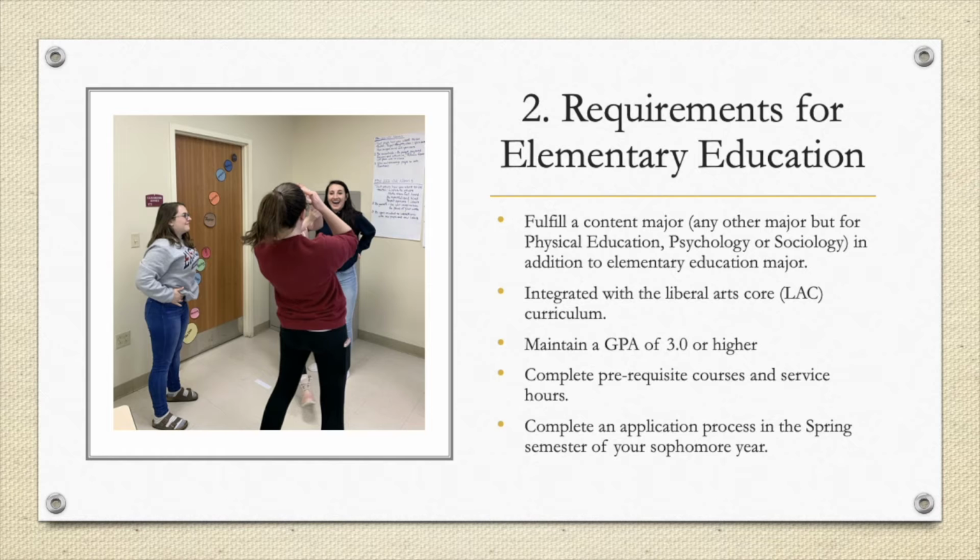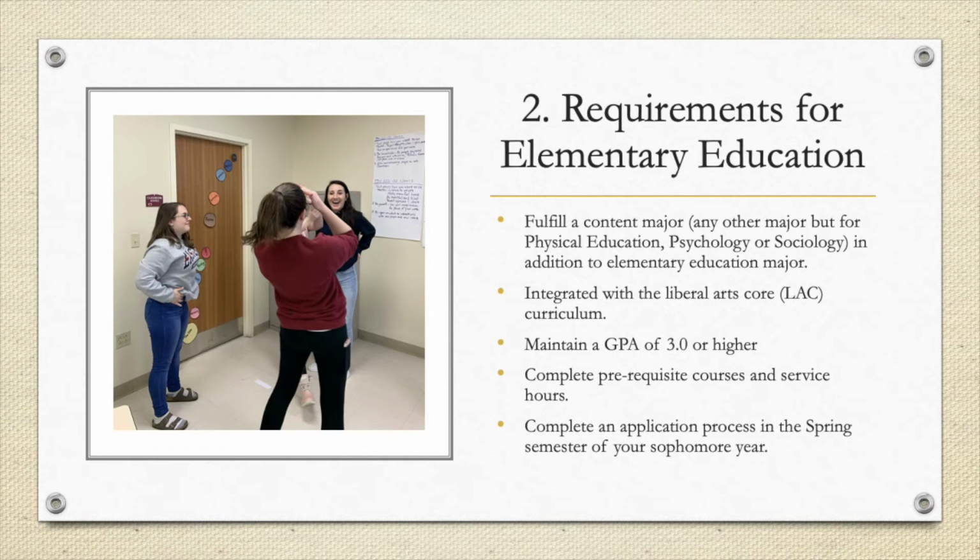Another important requirement for the elementary education program is a GPA of 3.0. You have to maintain a GPA of 3.0 to enter the program. You have to complete prerequisite courses, and these are two courses, one in child development and another in cross-cultural education. You will be required to document service hours in the field. If you've been working in, say, a camp or other job opportunities that relate to elementary school children, those hours would count. You can also volunteer.